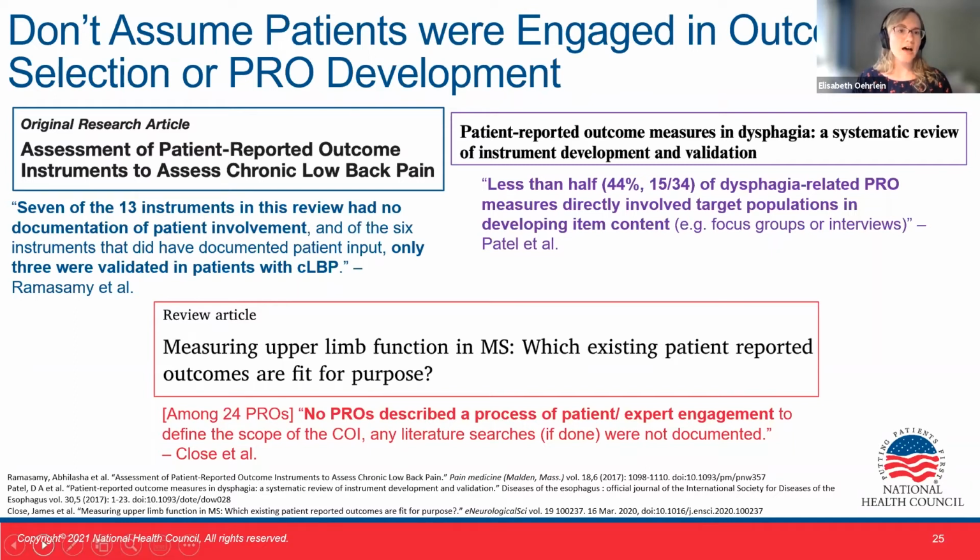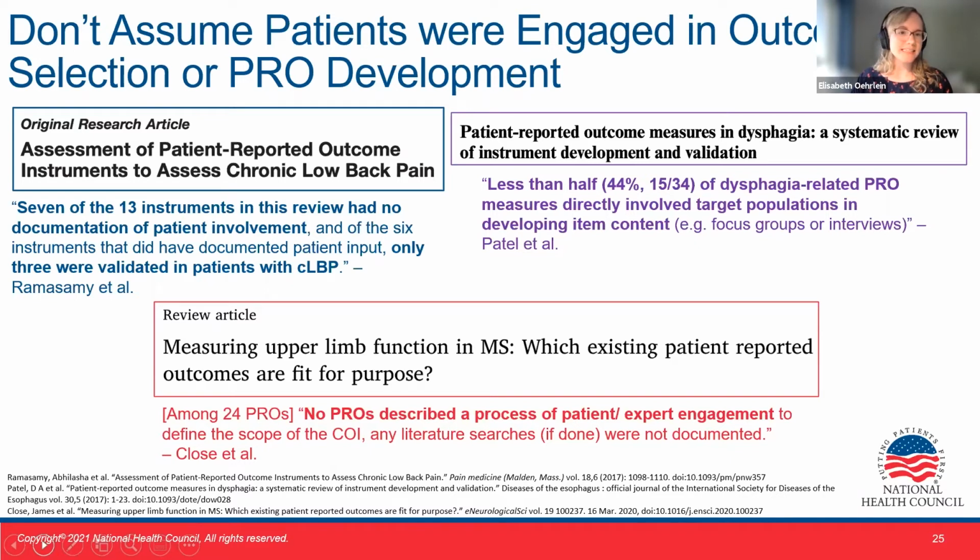They found actually only about half had any indication that patients were involved at all, and only 3 of the 13 that they found were validated with patients, were tested out with patients, as well as having patients contribute to identifying upfront those outcomes that were important to them. We see the same thing over here where this is in dysphagia, and we see here that less than half of them had patients involved in developing the item content through focus groups or interviews.